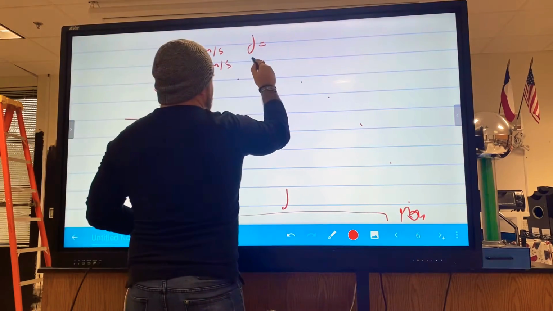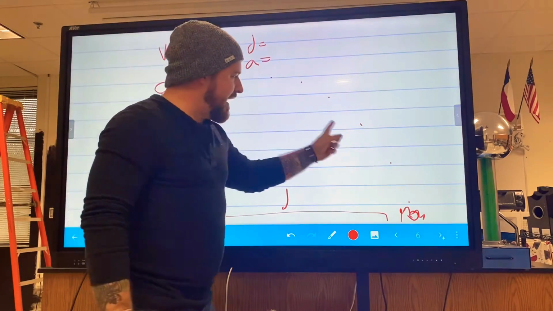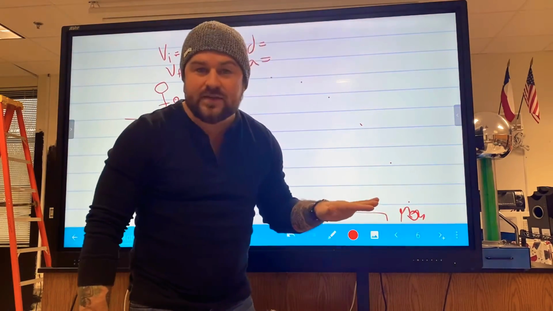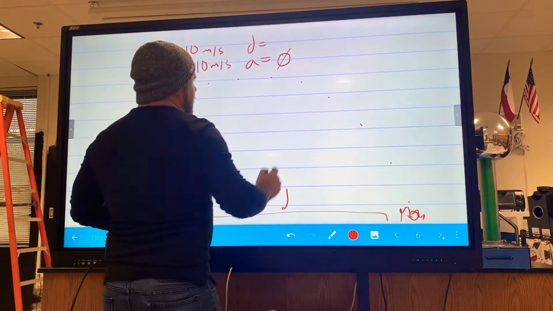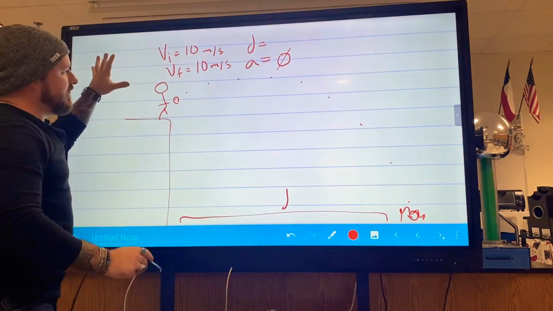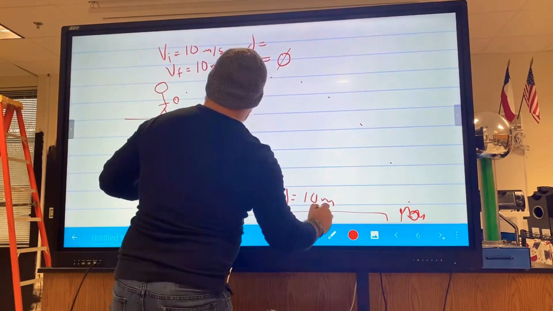How about this? Is there an acceleration? Does it speed up or slow down in this direction? No, it doesn't. It does not. There is zero acceleration. Now, you might be confused because, you know, let's say this is 10 meters, right? It's gone 10 meters.